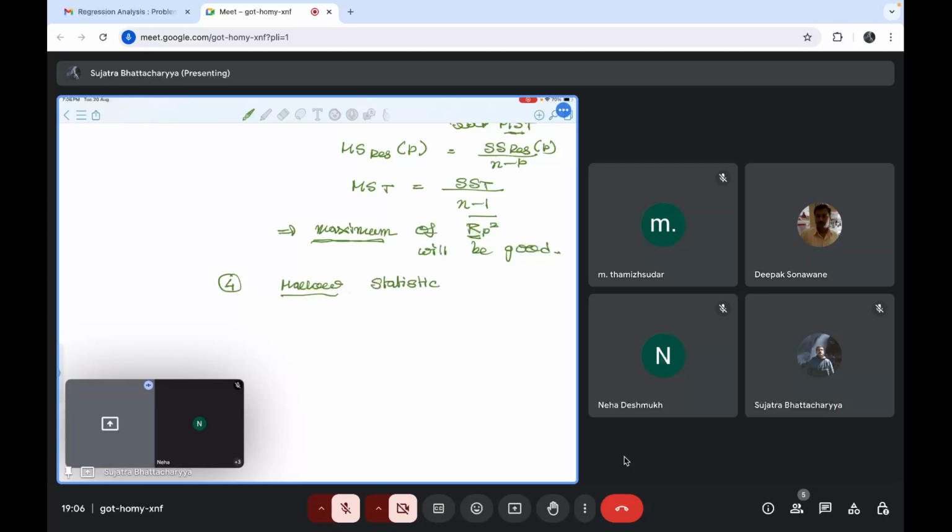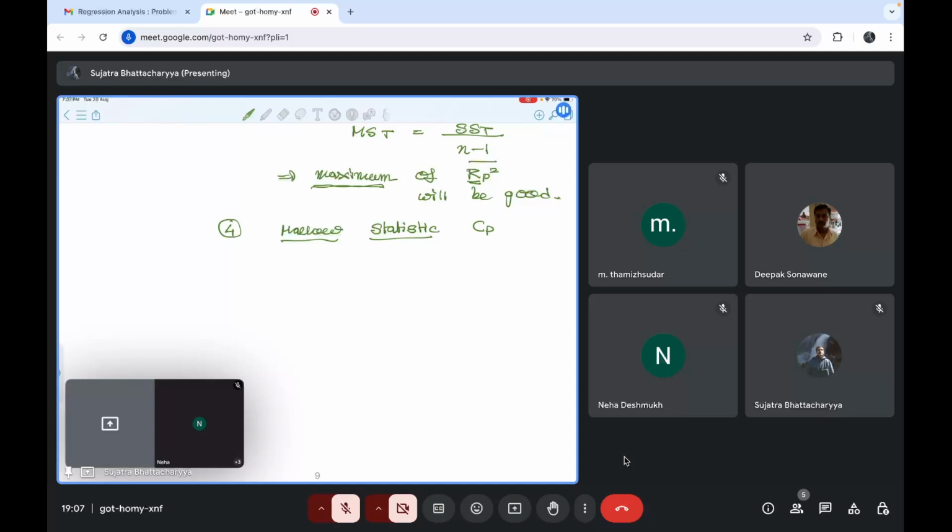Fourth one is the Mallows statistic, CP. There are other criteria which I am not talking about, because week 4 is particularly up to this. So this is the Mallows statistic represented by CP. Its expression is SS residual of P divided by MS residual of the full model, minus n plus 2 into the number of unknown parameters. This is how CP is defined.